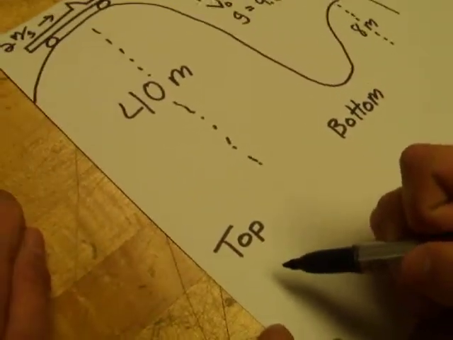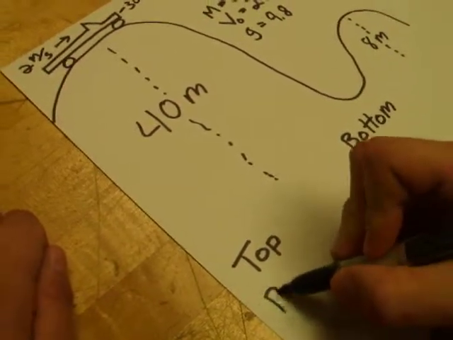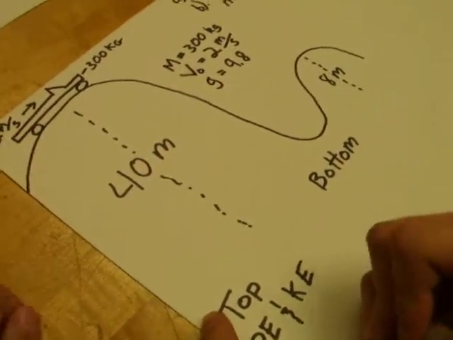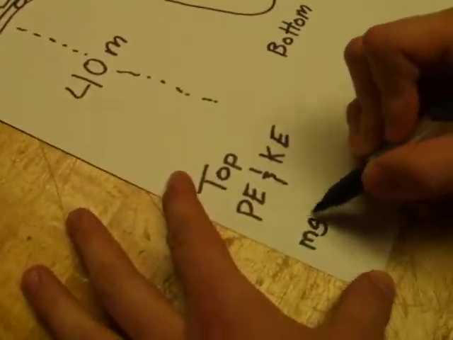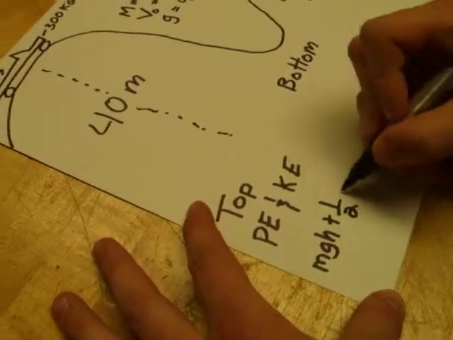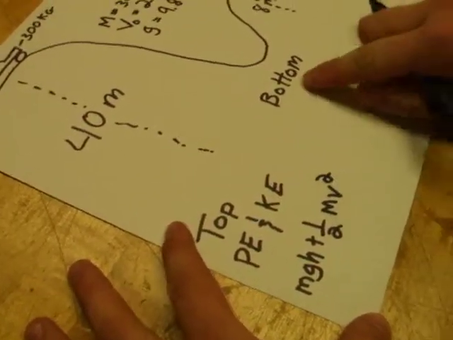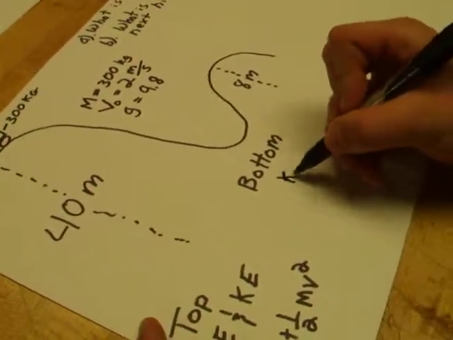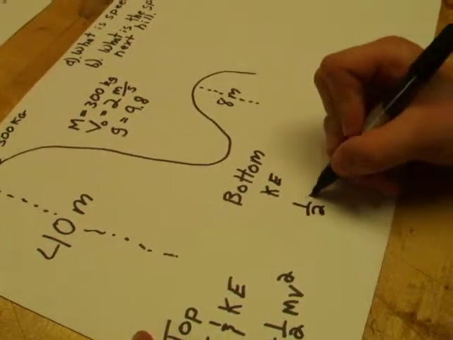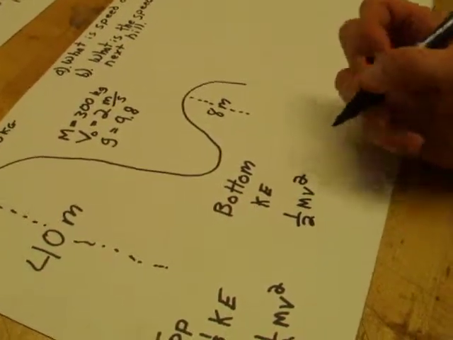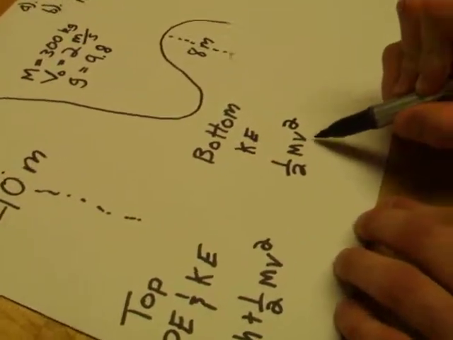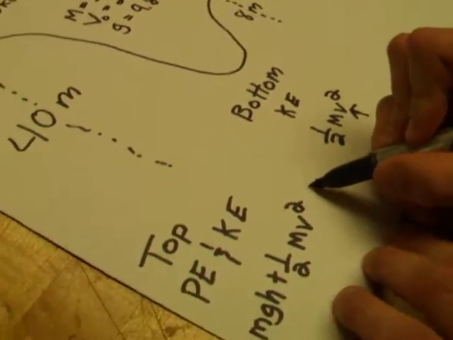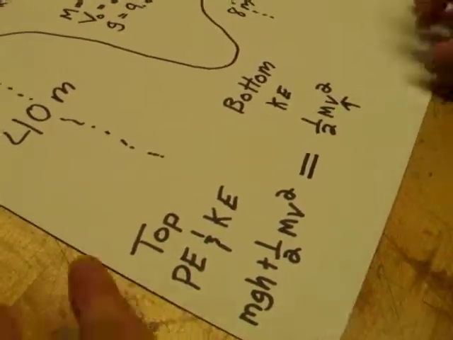At the top of the hill, the roller coaster has both potential energy and kinetic energy. For the equations, it's mgh plus 1/2 mv squared. And at the bottom, it will have just the kinetic energy, 1/2 mv squared. Now what we're solving for is this velocity at the bottom. So what we'll do is we'll set those equal. We're going to plug in our numbers.